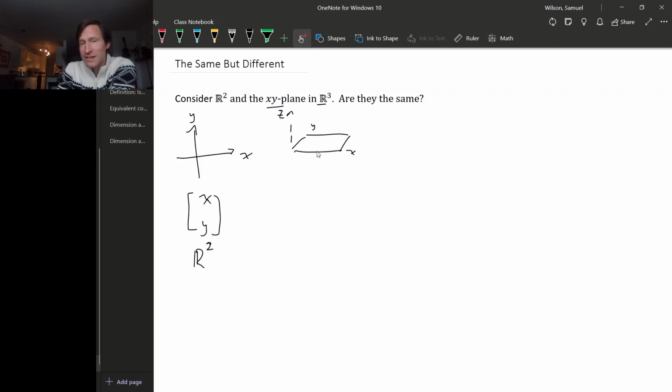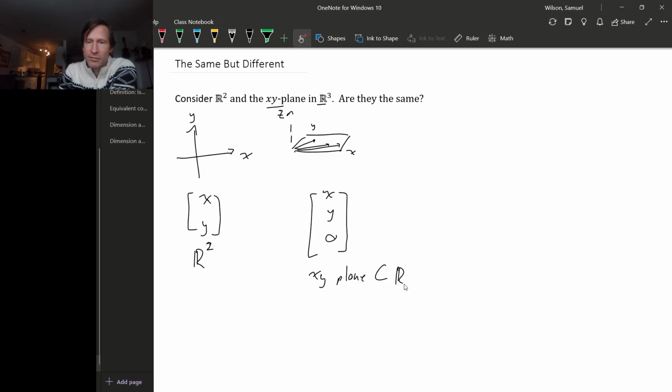So this xy plane in R3 is a subspace of R3. What vectors are in that subspace? Well, you can see all vectors that are in the xy plane down here, their z-coordinate has to be 0. Otherwise, they would poke up out of the xy plane. So the xy plane in R3 as a subspace, it's every vector that looks like x, y, 0.